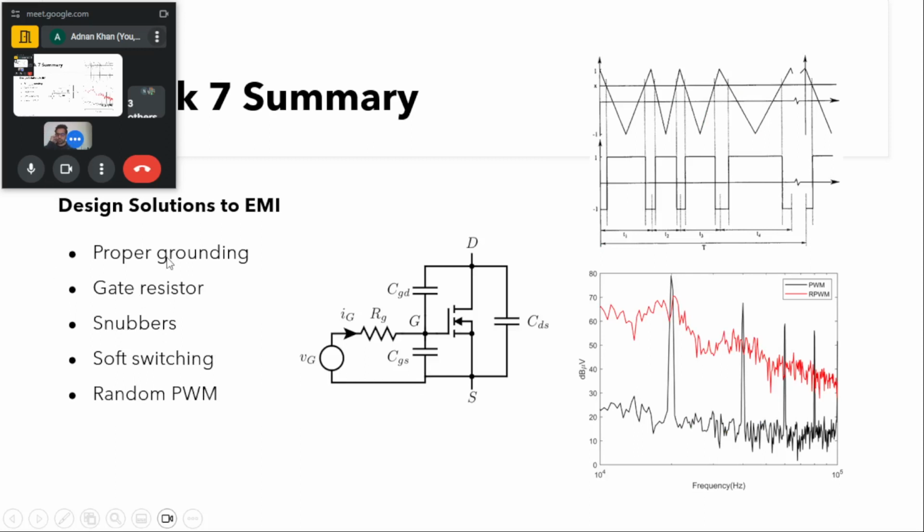The other thing is proper grounding. Like we saw, there is a parasitic capacitance between these components and the line and the ground. With proper grounding, we want to minimize these parasitic capacitances as much as possible, and as such, proper grounding is very vital and very important, and should be properly designed.